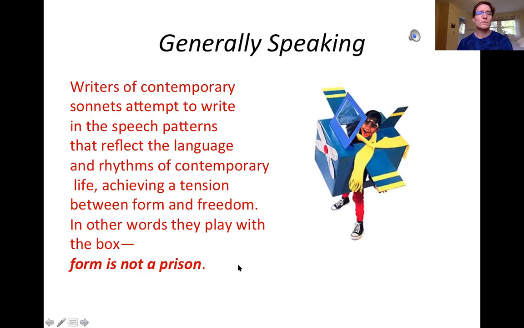Generally speaking, writers of contemporary sonnets attempt to write in the speech patterns that reflect the language and rhythms of contemporary life, achieving a tension between form and freedom. In other words, they play with the box, as that kid is playing with the box in the picture. Form is not and should never be a prison.